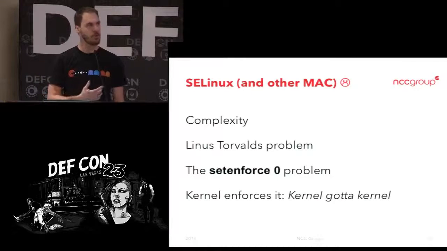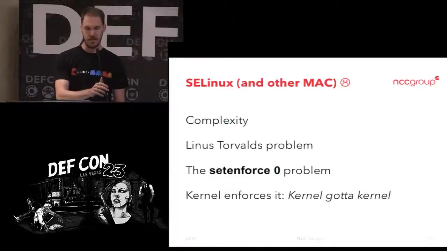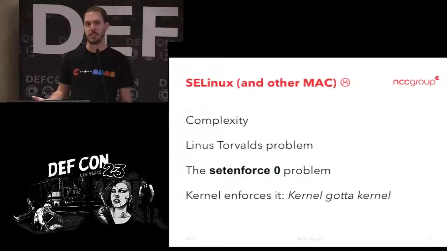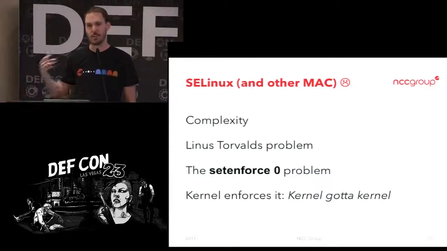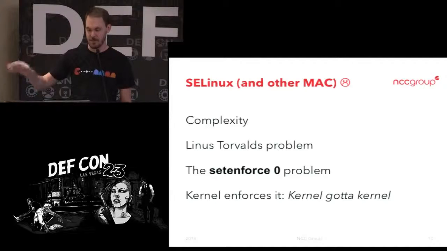It has the Linus Torvalds problem, which most of the other Linux security modules have, where he doesn't really believe in any of them. The setenforce zero problem, where if you log into a box that has SELinux, the odds of it being disabled are high. And at the end of the day, the kernel's got a kernel, right? So if there's a kernel vulnerability and SELinux is being enforced by the kernel, it just gets turned off. If you ever look at any of Spender's exploits, he loves to just do that first.